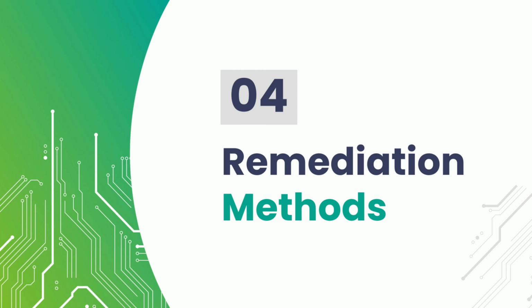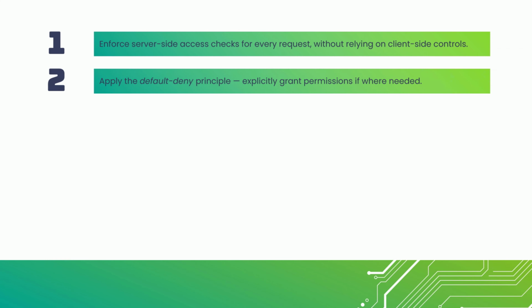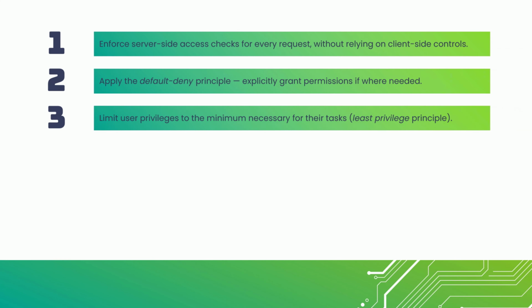Finally, let's talk about remediation. How do we actually defend against broken access control? Let's check our list and see what we can do to lock things down. Here's your go-to checklist. Always enforce access control on the server side. Never rely on the client side. Deny by default. Only grant permissions that are explicitly required. Follow the principle of least privilege. Users should only have the access they need, nothing more.